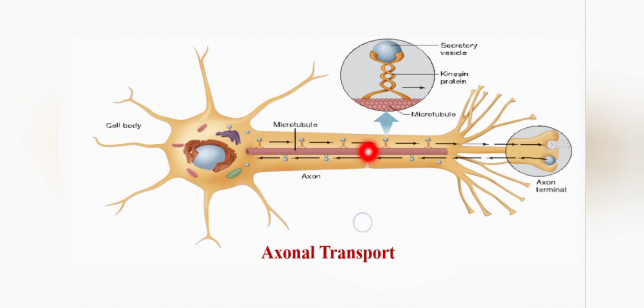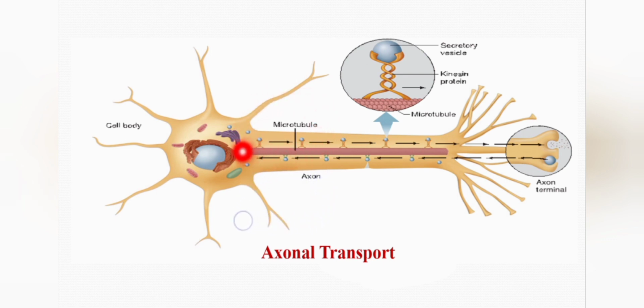Another thing which happens in the axon is axonal transport. Now the axon cannot synthesize proteins because the axon does not have Nissl substance. It is dependent on the soma or cell body for its proteins. Axonal transport is the process in which various substances are carried away from or towards the soma along the axon, and they are carried on the microtubules.